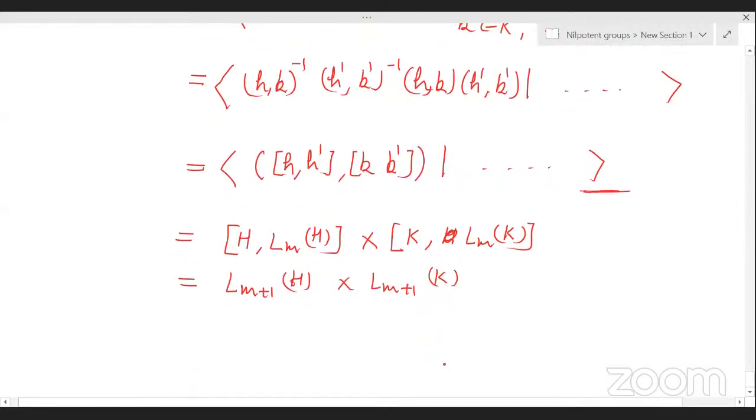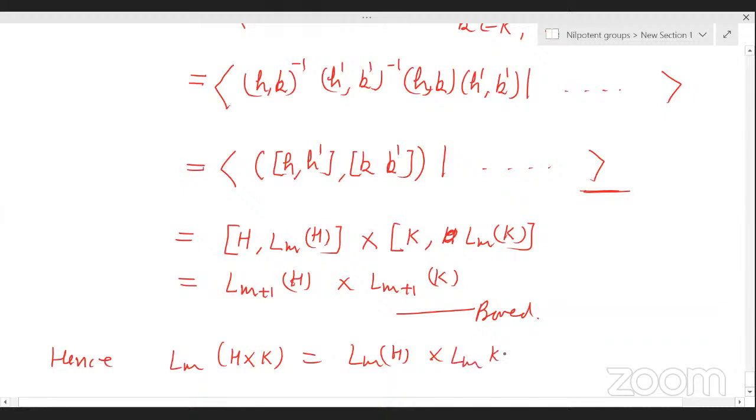And this is what we want to prove. And this proves the claim. Hence, Lm of H cross K is equal to Lm H cross Lm K for all m in N union 0.